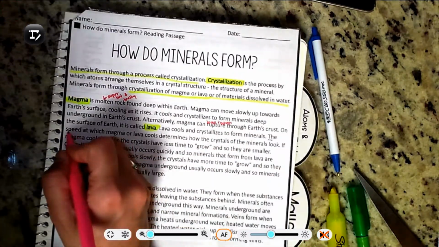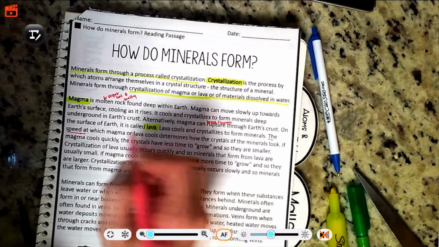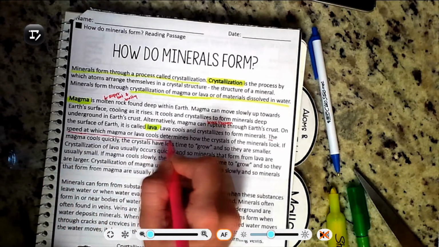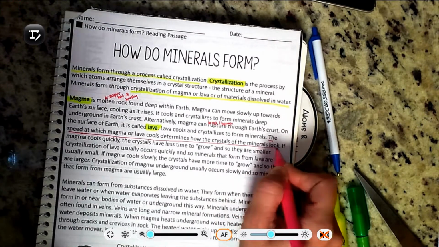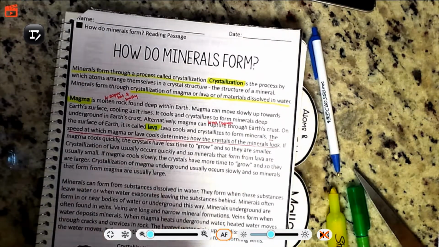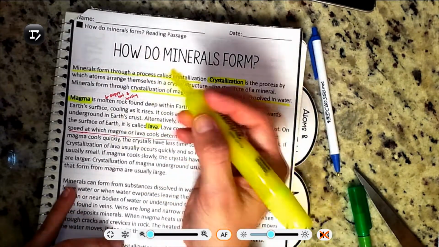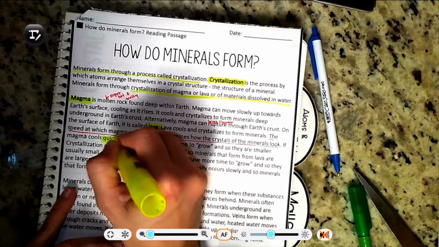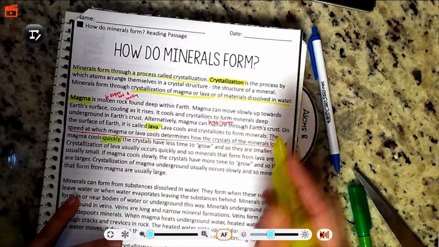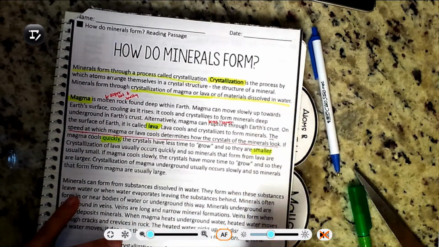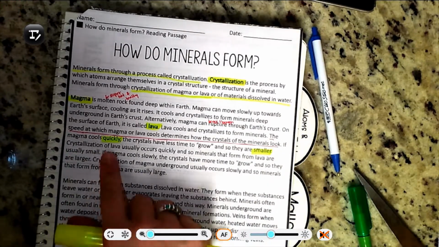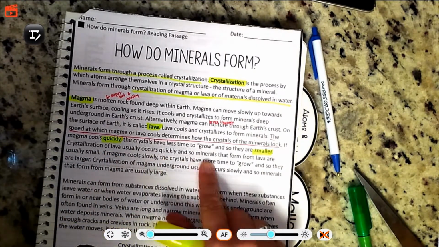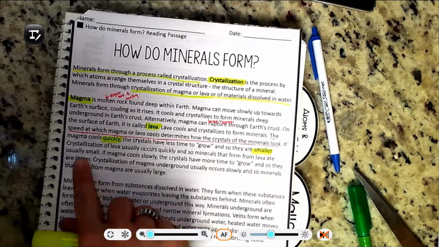The speed at which magma or lava cools determines how the crystals of the minerals look. So if magma cools quickly, the crystals have less time to grow and they're smaller. So quick and smaller. Crystallization of lava usually occurs quickly, and so minerals that form from lava are usually small.